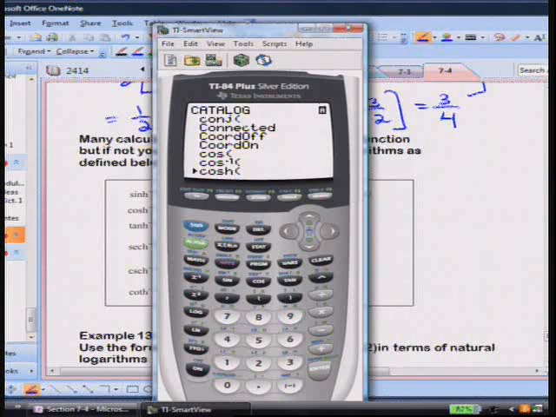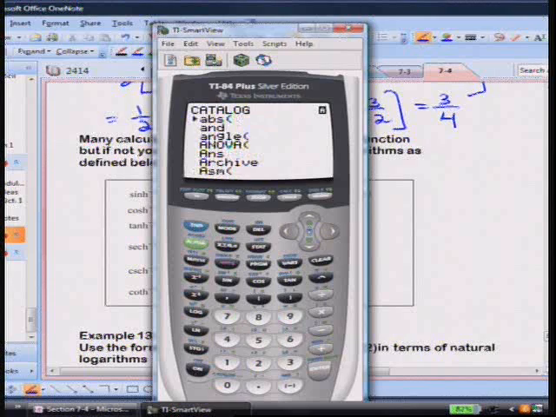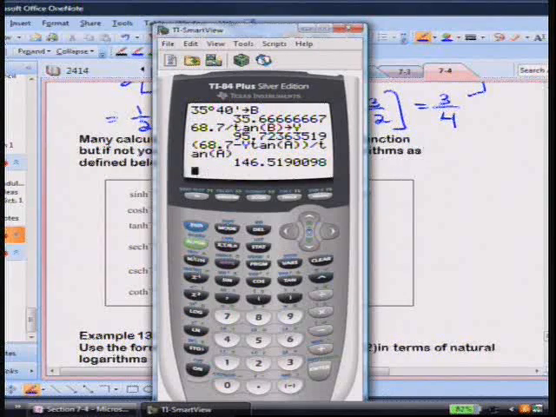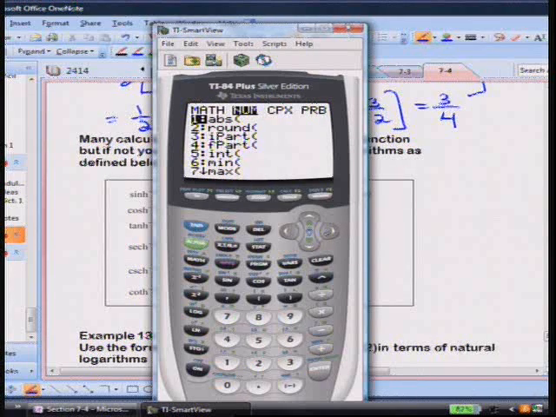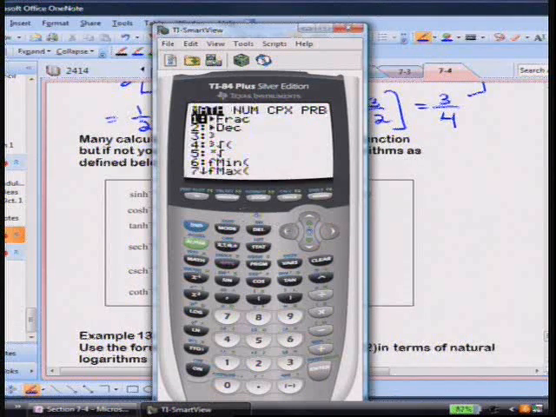Now, it may in fact live in the math menu. Let me hit the math and see if it lives in the math. I want to get out of this, so I'm going to do second quit, and then I'm going to hit math. No, it's in complex. I don't know. It probably lives under one of these, but I don't know whether it does or not. It's easiest just to find under catalog, I think. Is that okay? So if you want, you can do it.